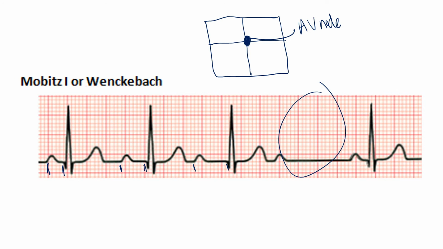Sometimes they'll give you an EKG and they'll say, where's the problem in this patient? In almost all cases of Mobitz type 1, not every single case, but most cases, the issue is at the AV node. It's not at the bundle of His, it's not at the bundle branches, it's not at the Purkinje fibers, it's at the AV node. Okay, that's just something you have to memorize.